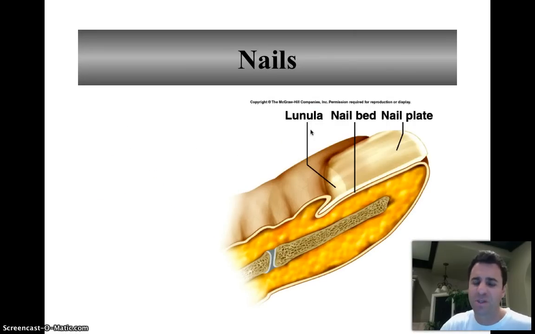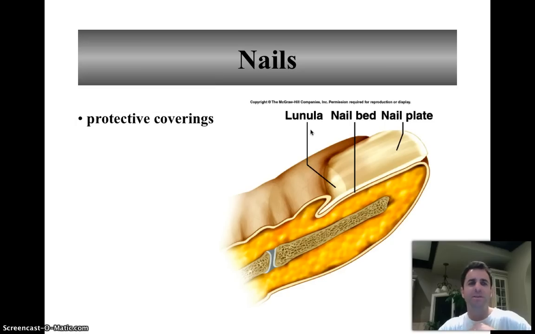Nail bed, your nails. 3 components, 3 parts. So it's meant to protect, of course, the tips of your fingers. There's the nail plate, that's what you normally think of as the nail.